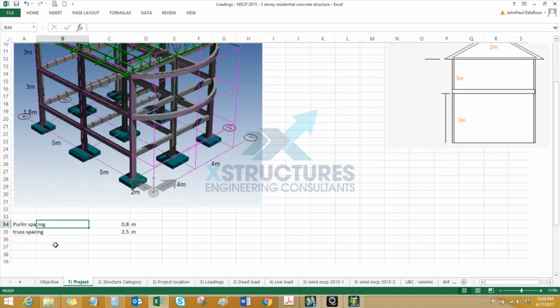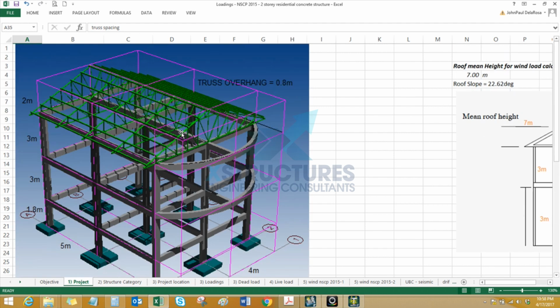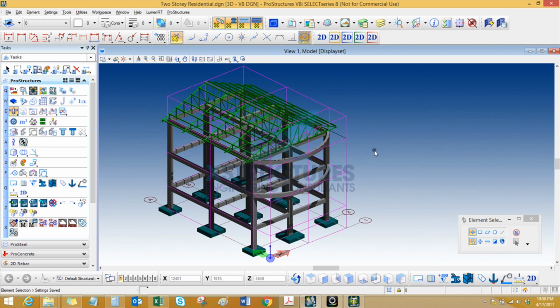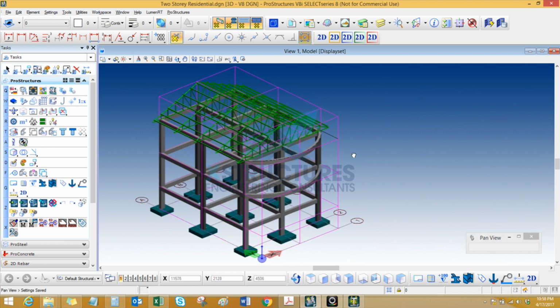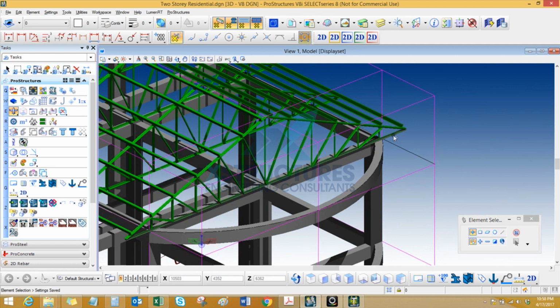Then, yung purlins spacing natin, 0.8 meters on centers. And yung truss spacing natin is 2.5. So, yung mga trusses, yung purlins natin yan, dito mas madali kasi i-discuss dito. Okay, so minodel ko siya sa Bentley ProStructures. Hindi to kasama sa tutorial, no? So, minodel ko lang para mas madali kong i-discuss yung project natin. So, parang ganito yung structural framing ng project natin. No? So, ito yung truss, 2 meter height, then 4 meters plus 0.8, so 4.8.